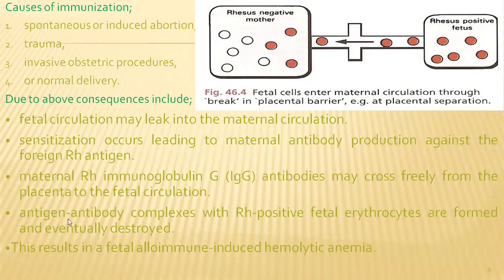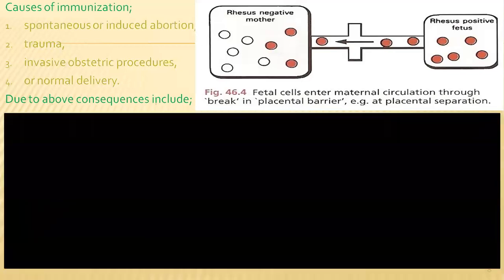Once you have these antibodies attaching to the antigen, the red blood cells of the fetus can't move within the capillaries of the spleen, and that will result in damage to the plasma membrane of these cells. Then you have more hemolysis taking place, and that can result in fetal alloimmune-induced hemolytic anemia. Anemia within this fetus. Why? It's because the red blood cells are being destroyed before their lifespan.